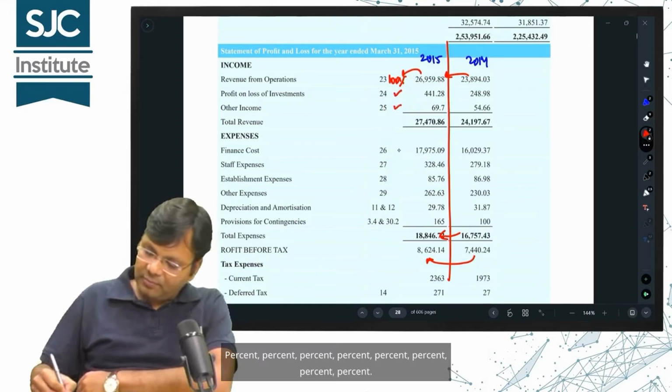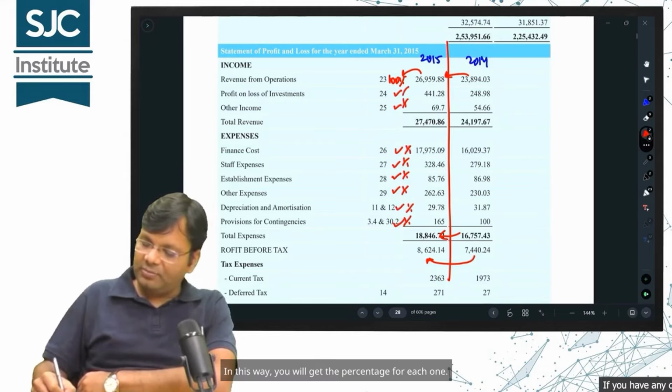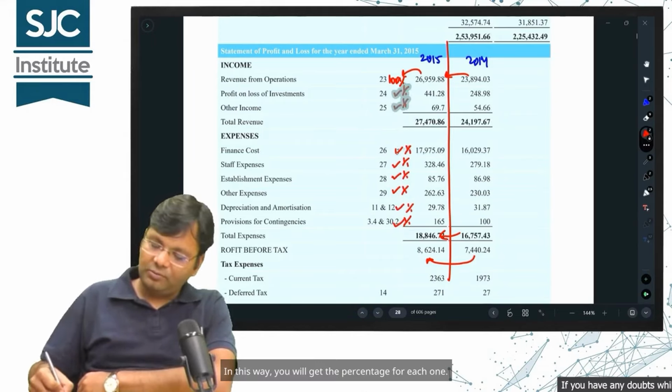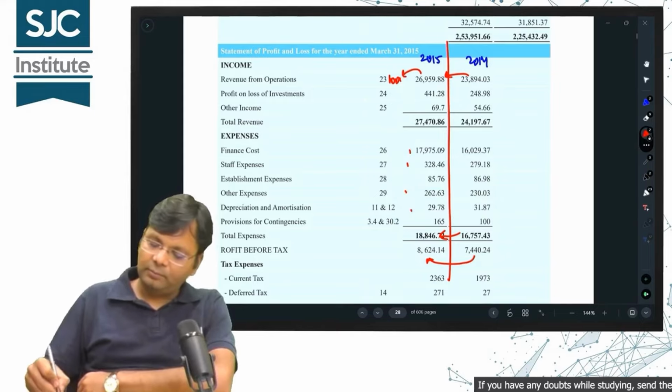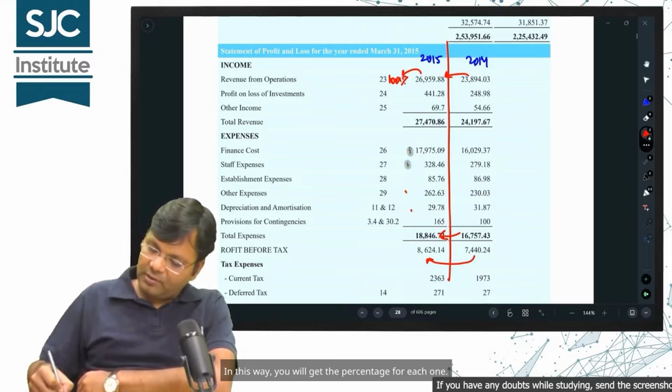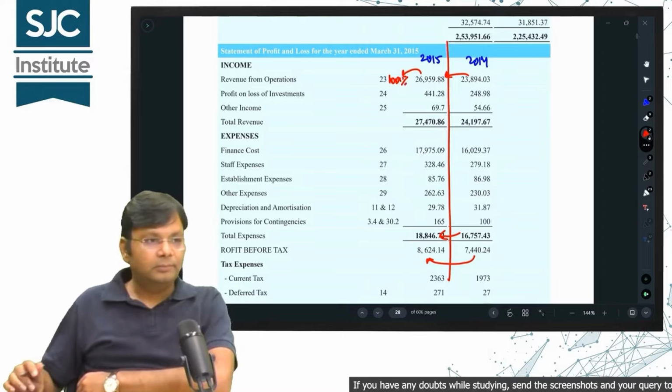In this way, everyone will get their percentage. In this way, you will get the percentage for each one. Is it okay? Alright.